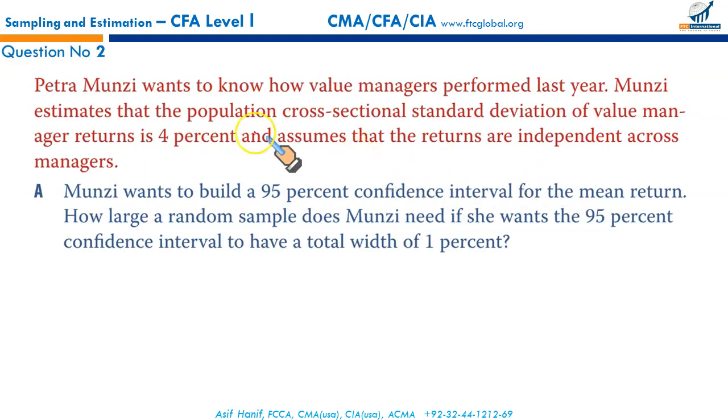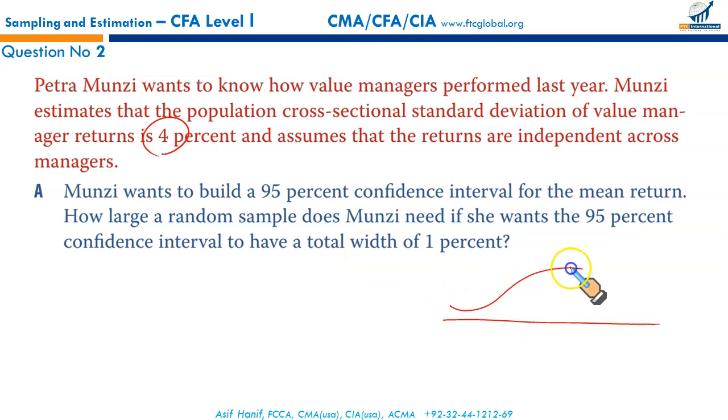Next. Patricia Munzee wants to know how value managers performed last year. Munzee estimates that the population cross-sectional standard deviation of value managers' return is 4% and assumes that the returns are independent across managers. Munzee wants to build a 95% confidence interval for the mean return. How large a random sample does Munzee need if she wants the 95% confidence interval to have a total width of 1%? Now, this is interesting.